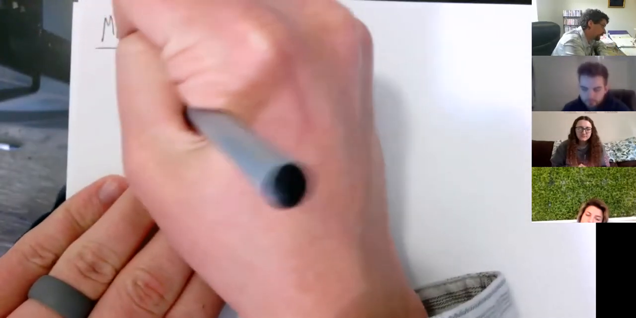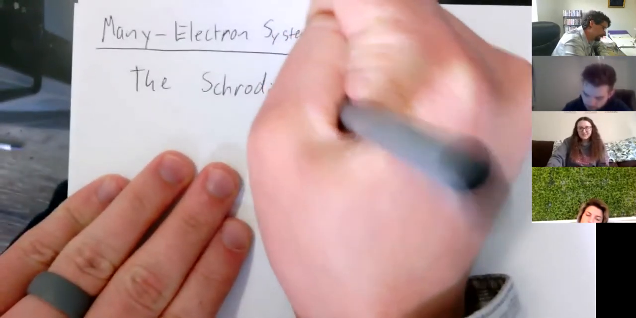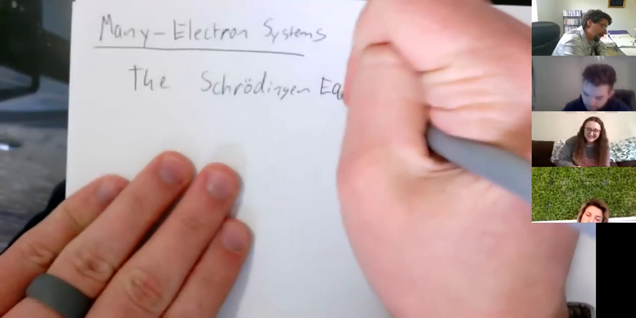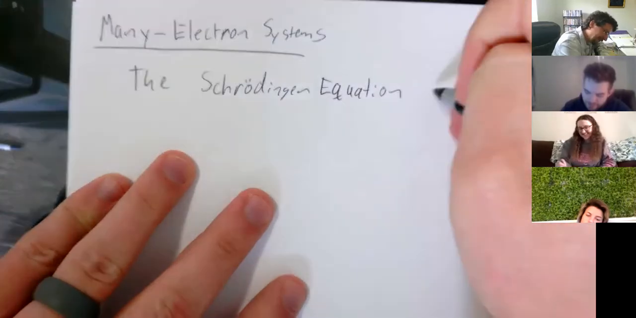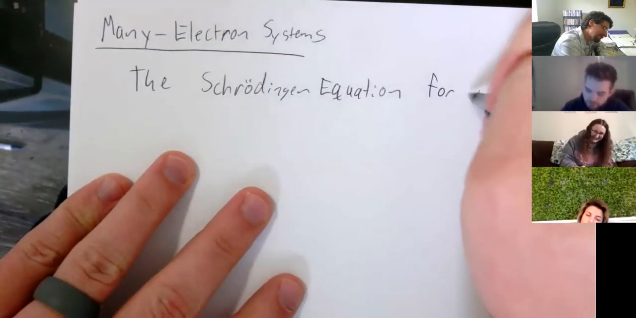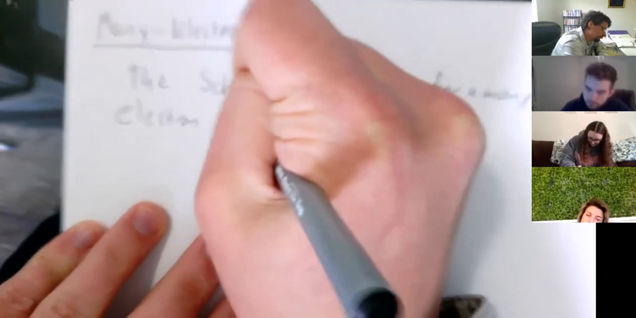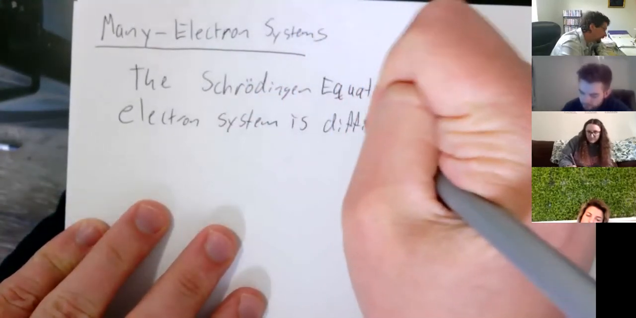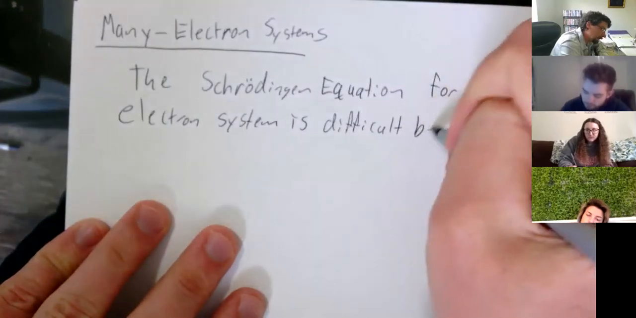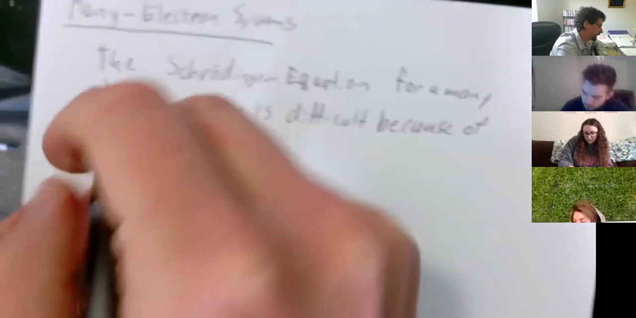So the Schrodinger. I missed the Schrodinger. We haven't talked about it in a while. Oh, we'll get back. Don't worry. I was worried. It always falls back to it. For a many electron system, and we said it is difficult because of all the electron-electron interactions going on.